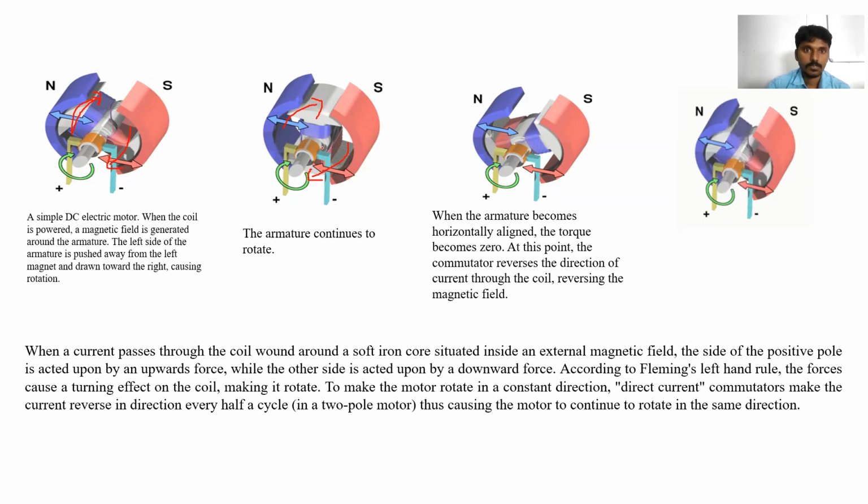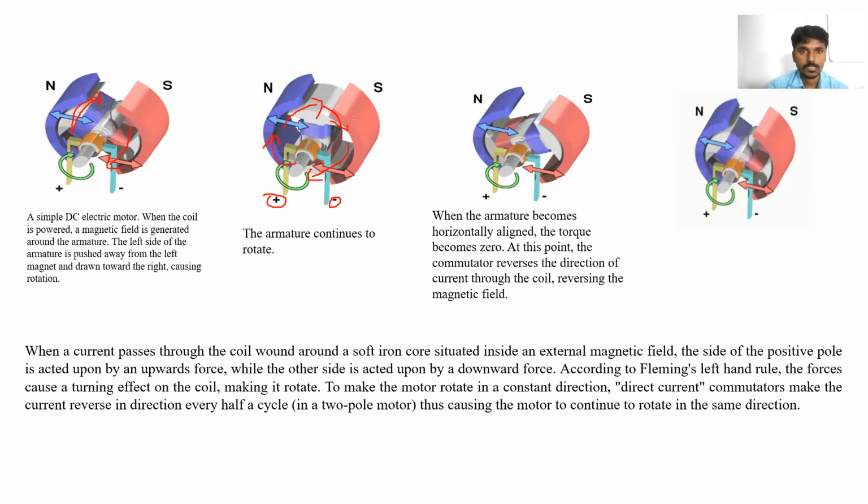Again, when the current's direction reverses, but here the supply does not reverse. This is the DC supply, constant. But here we are using the commutator. This commutator will reverse the supply. So whenever this supply is reversed, then what will happen as per Fleming's left-hand rule? The coil again rotates like this.